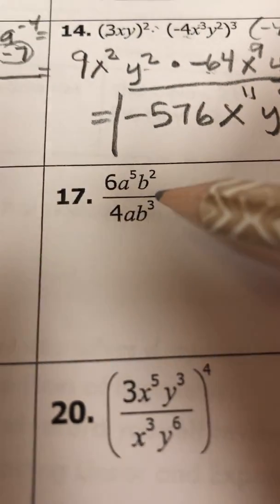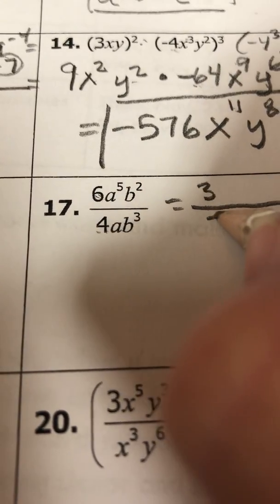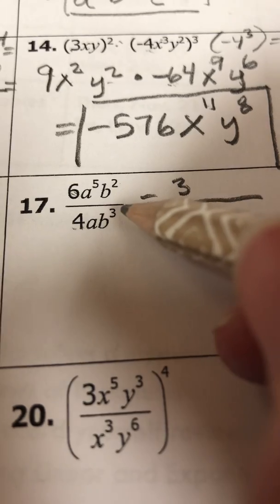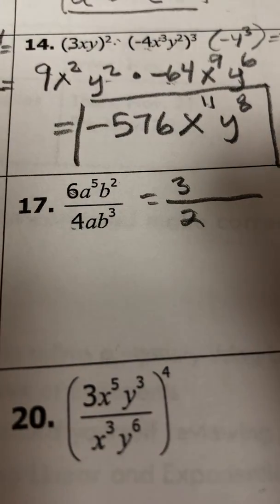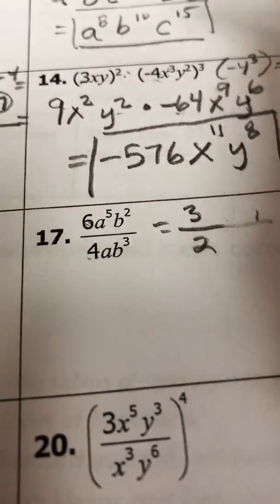6 divided by 4 I can't do, but I can still simplify the fraction. If I divide both sides by 2, which is basically splitting it in half. What's half of 6? Well, that's 3. What's half of 4? That's 2. So I just simplified that fraction if you think about it. And then I have created a very long line. I'm going to erase some of that.